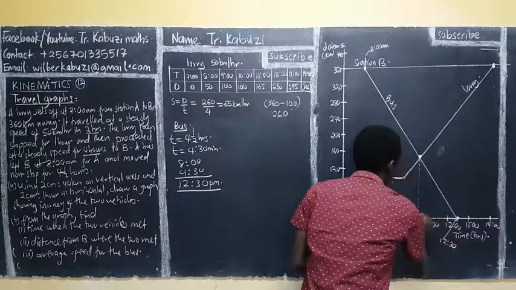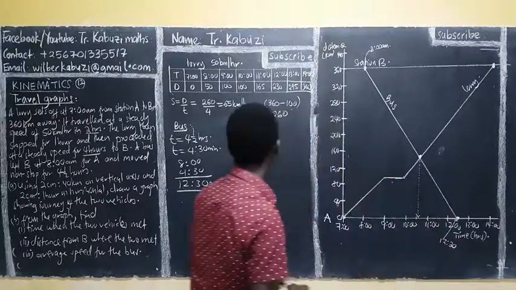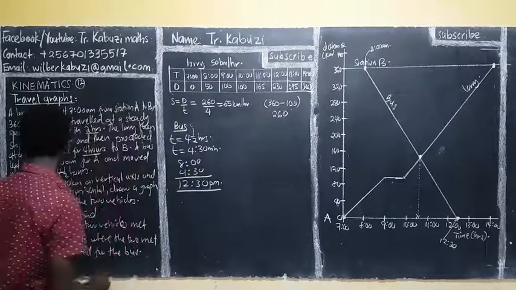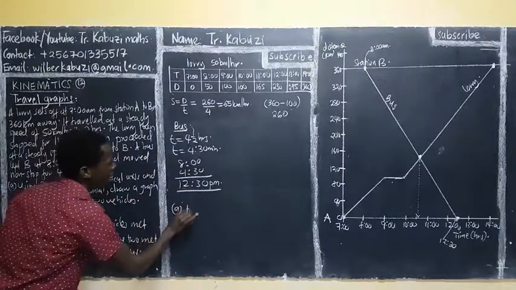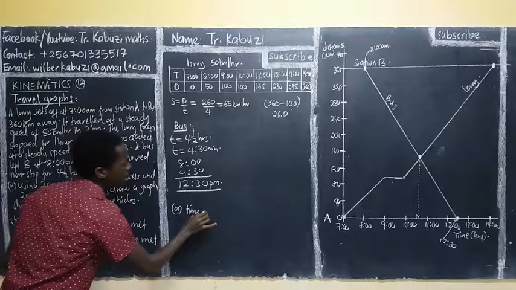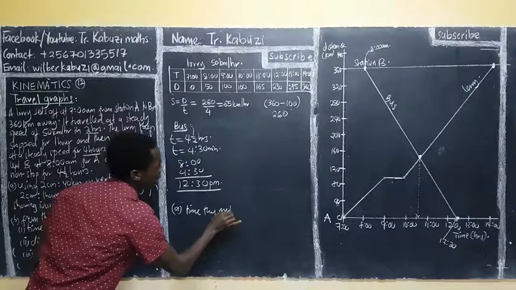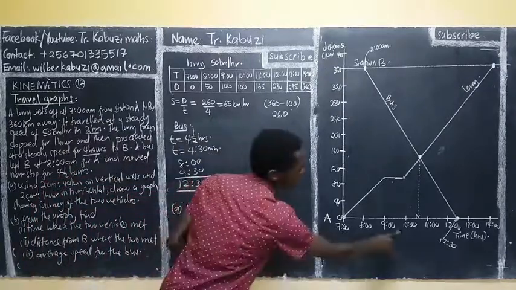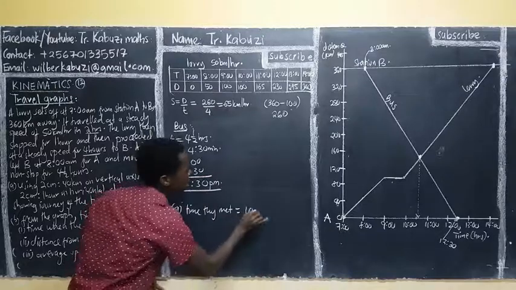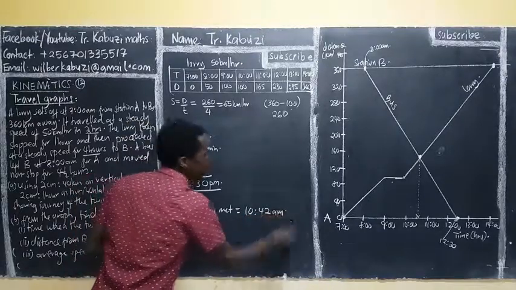So you see it's past the half, this is the half. So meaning if I'm answering part for the time when the two met, time they met, mine is going to be here at 10:42. That's the time when they met.